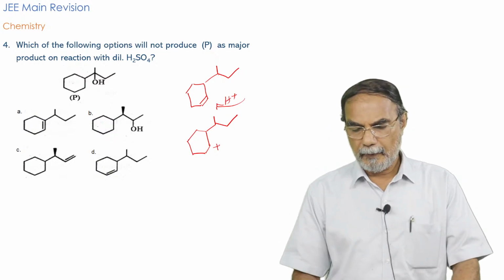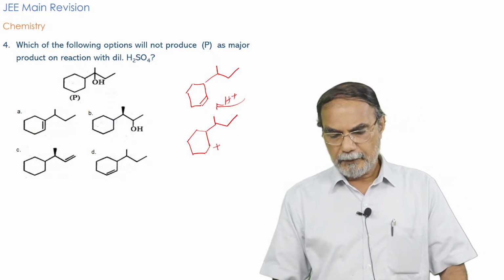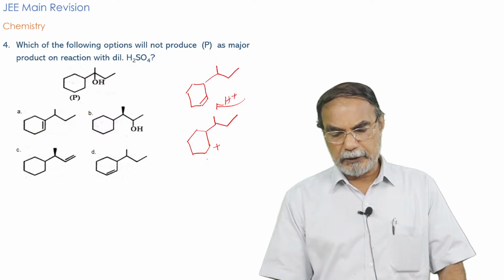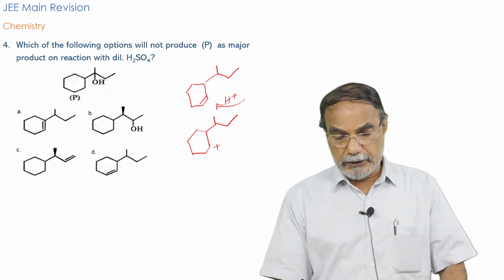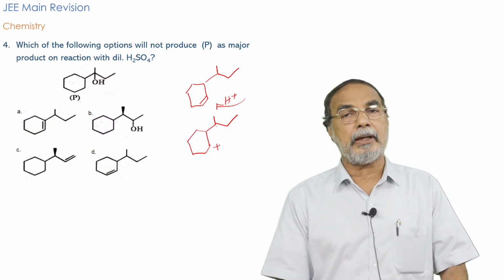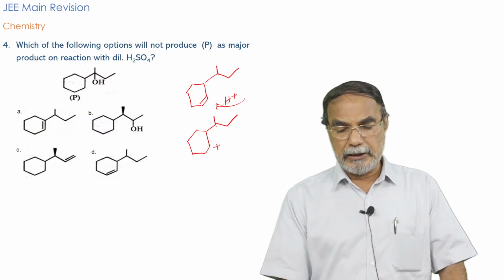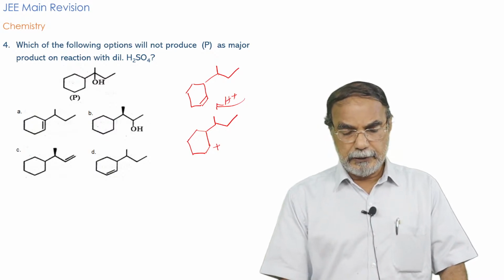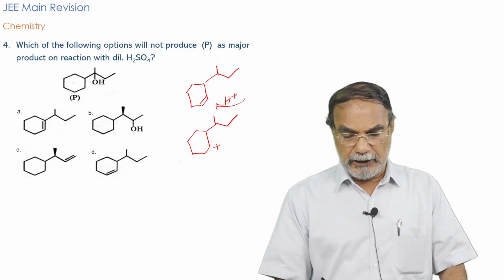this is a secondary carbocation, and even if a hydrogen from here is migrating to this position, the positive charge will go only here, it will never reach here. That means the carbocation leading to the formation of P cannot be attained from this compound.